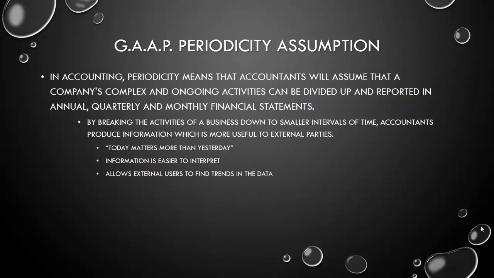And this concept that I'm talking about, where information is more useful, is called the periodicity assumption. The way that accountants keep their books has to assume that all of these activities that are ongoing and constantly happening for a company can be broken down into periods, because companies will typically report annually, quarterly, monthly.